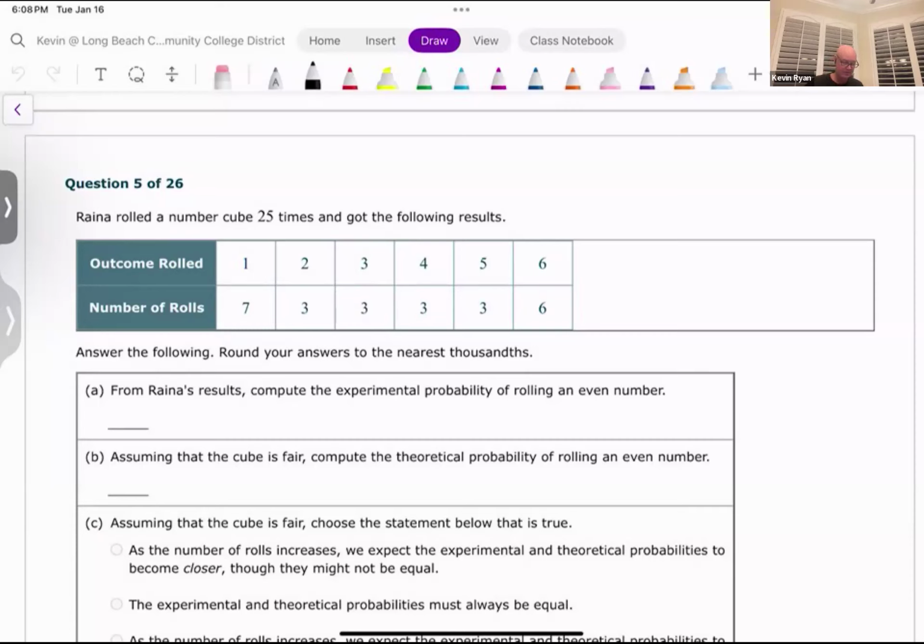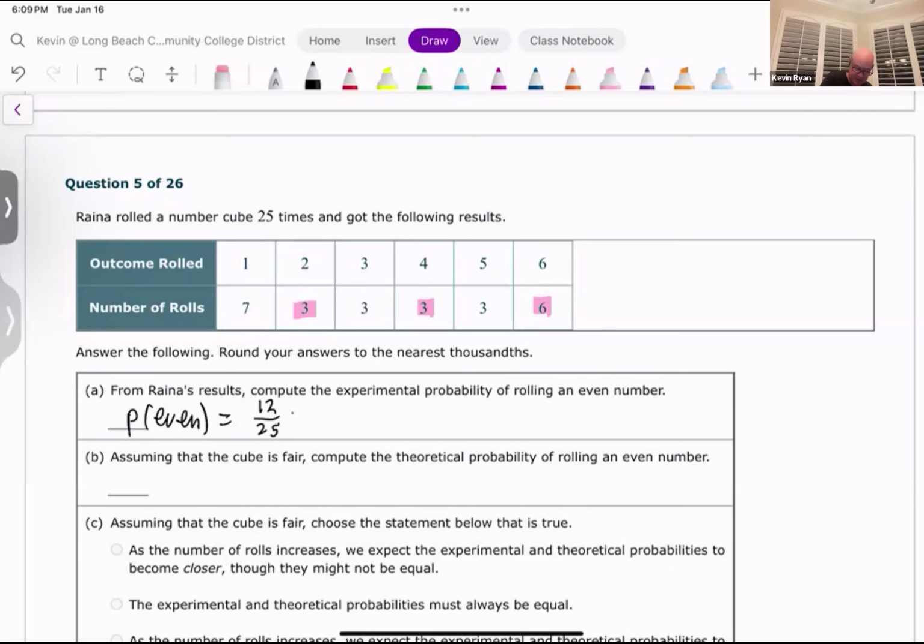So we are going to say from Reina's results, compute the experimental probability of rolling an even number. Again, my denominator is 25. And how many even number, or how many of them were even? Let's go through this. So here, here, and here. So that is looking like 12 to me. Out of 25. And they want us to round to the nearest thousandth.